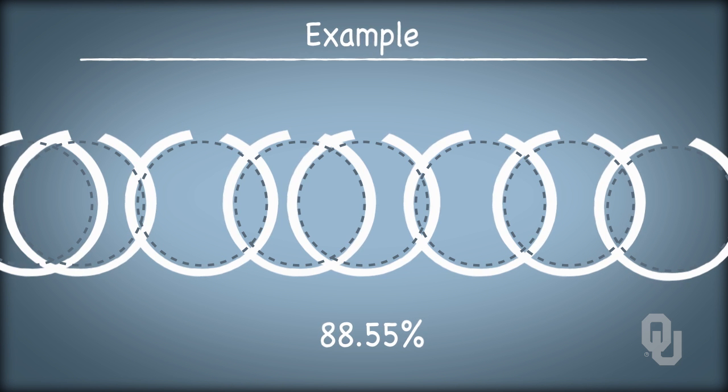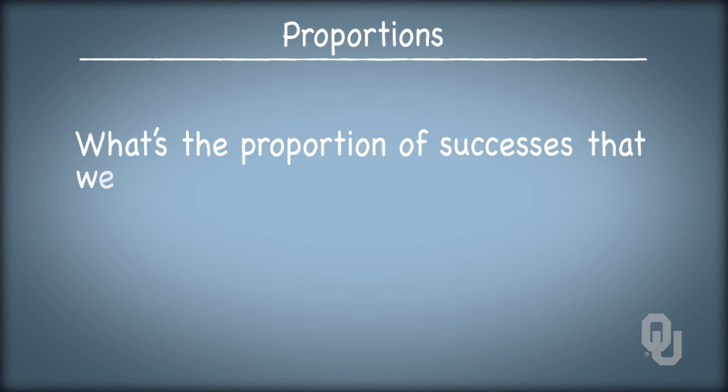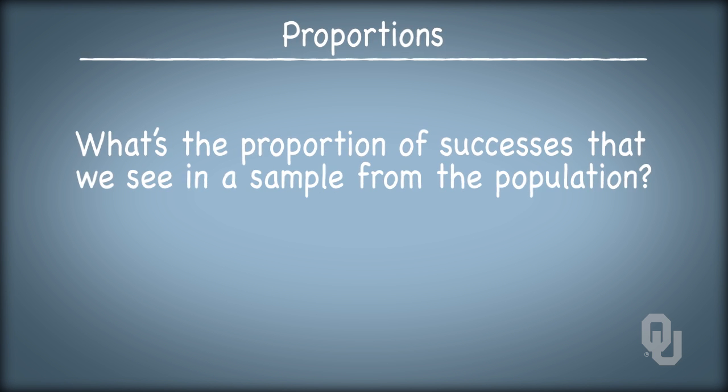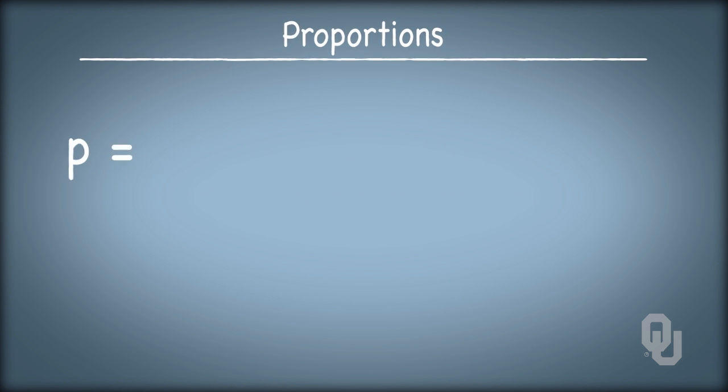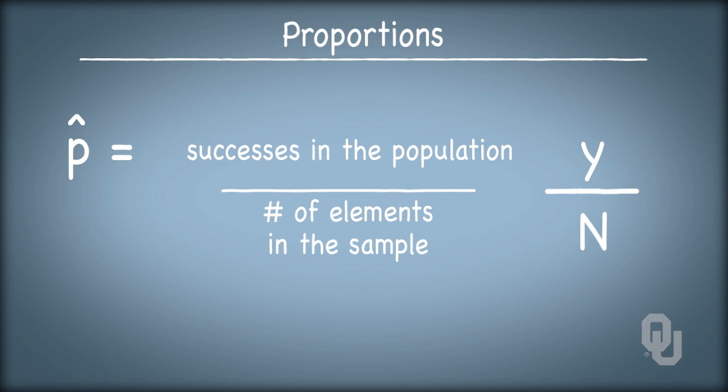But we may not just be interested in sample means. We might also be interested in proportions, for example. That is, what's the proportion of successes that we might see in a sample from the population? First, the population proportion P is obtained by taking the ratio of the number of successes, capital Y, we see in a population to the total number of elements in the population, capital N. Of course, we may not really know the population proportion, so we have to sample. The sample proportion, P hat, is similarly calculated as the ratio of successes, little y, in the sample to the number of elements in that sample, little n.